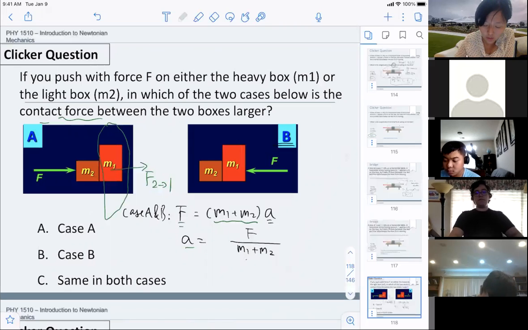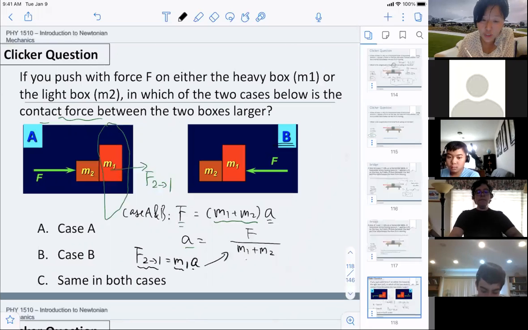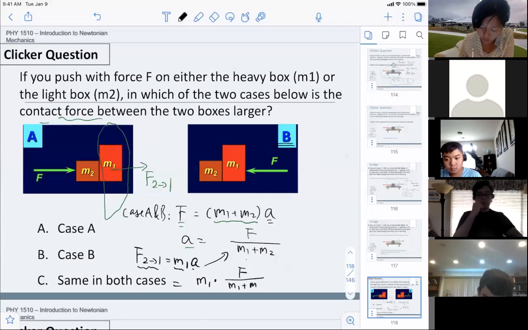So this is what I'm going to do next. To get the contact force, I need to apply Newton's second law on M1, which means that this force on M1 provided that acceleration, because 1 and 2 should have the same acceleration. They're moving together. So F21, I can actually calculate this contact force: it is M1 times F over M1 plus M2. I got it. Now I do the same thing for case B.